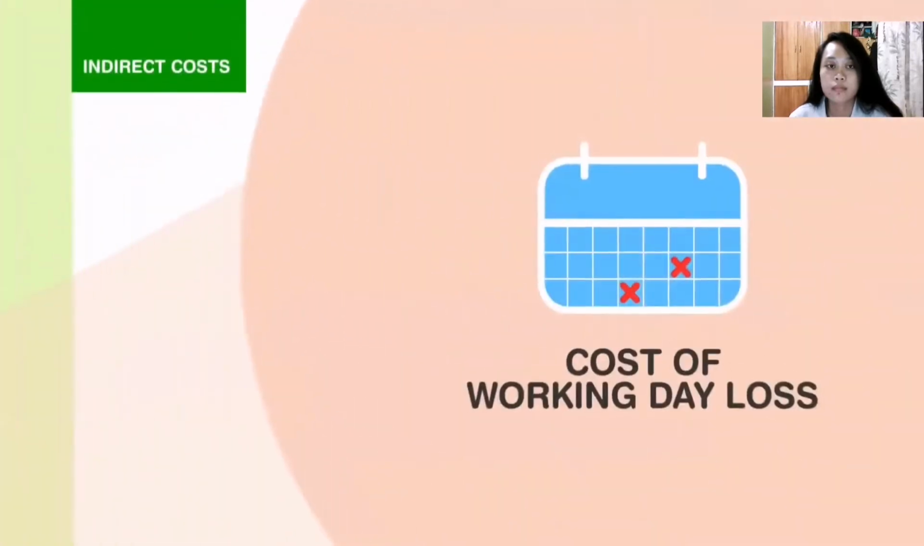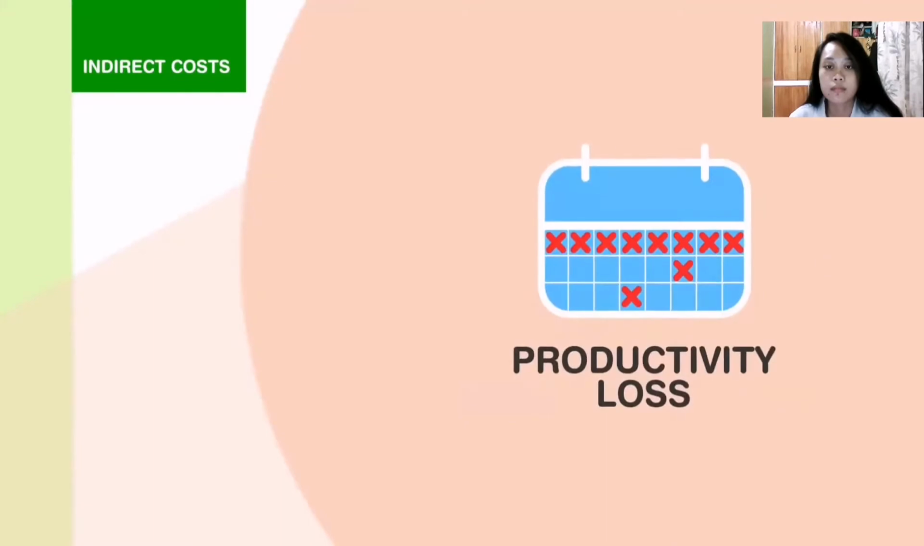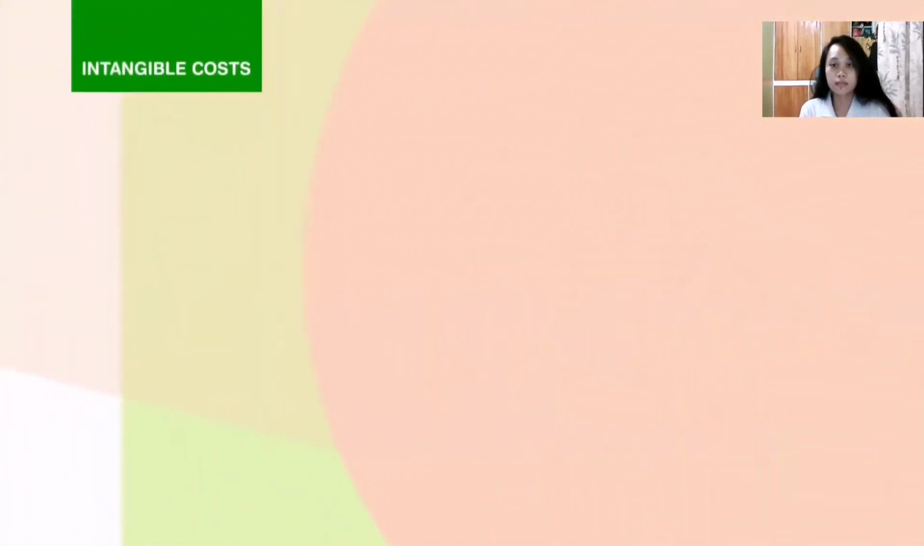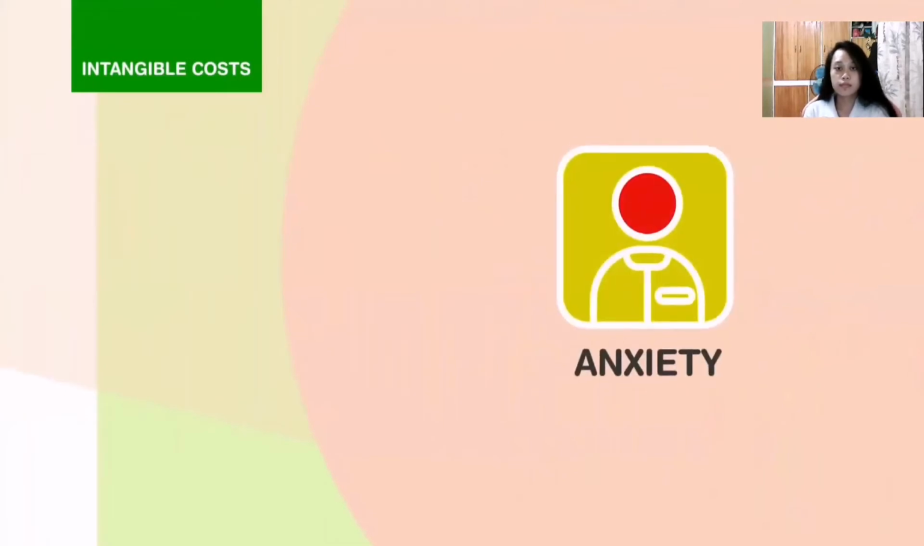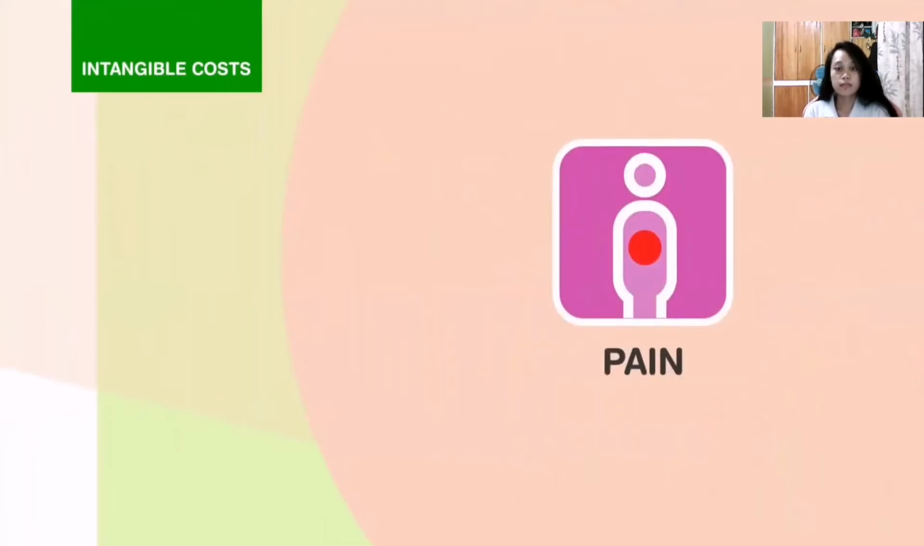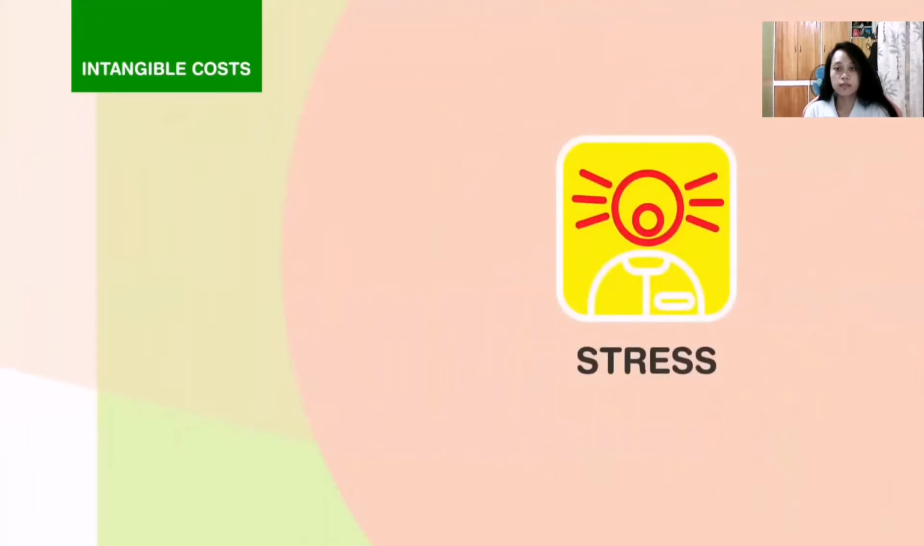Indirect costs refer to costs borne by society expressed in terms of productivity loss due to the health condition or related mortality. Finally, intangible costs are difficult to quantify in monetary terms, as they are related to pain and suffering associated with the psychological consequences of the health condition.